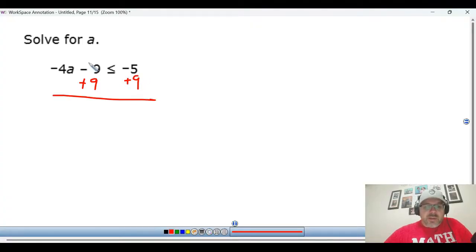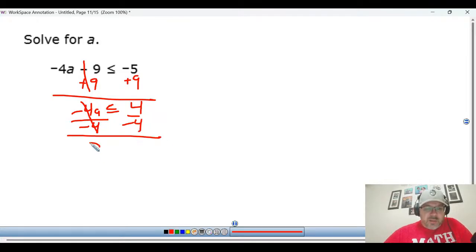When we do that, we have negative 4a less than or equal to positive 4. Then we're going to divide by negative 4, which makes that 1. But this time, we have to do something a little different. So I still have an a here. 4 divided by negative 4. Well, I got to fix that a. All right, let's fix that a. There we go. Drawing with a mouse is really hard. Okay, 4 divided by negative 4 is negative 1.